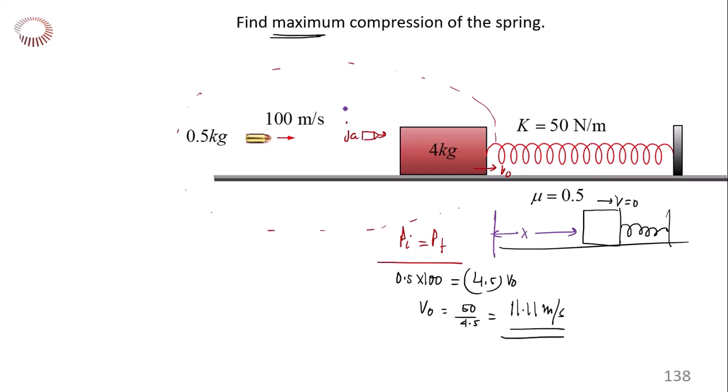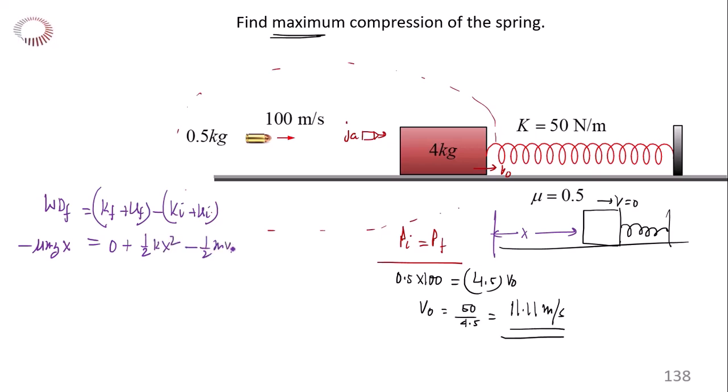Again, the friction is there, so I can write the work done by the friction equals kinetic energy final plus potential energy final minus kinetic energy initial plus potential energy initial. What is the work done by the friction? That is again minus mu mg into X. Kinetic energy final is 0. Potential energy is there because the spring has compressed by X distance, so half K X square is the spring potential energy, minus half m v0 square, the initial kinetic energy. Once I solve this equation, that will give the value of X.